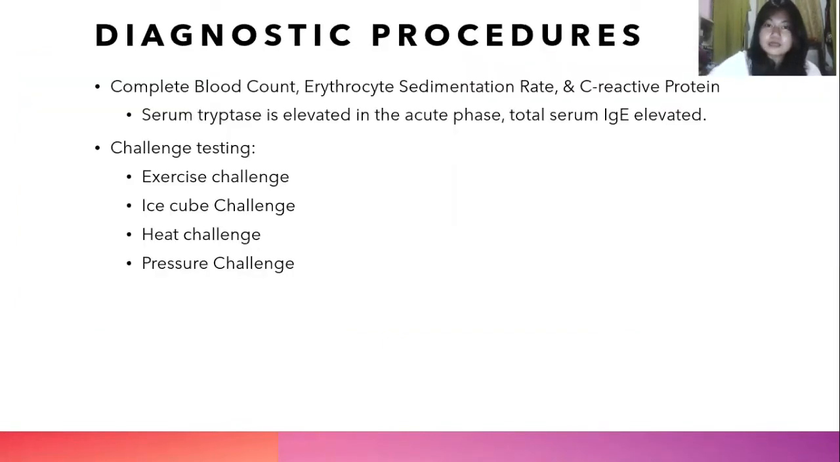The diagnostic procedures for urticaria are that the patient should undergo a complete blood count with differentials, erythrocyte sedimentation rate, and C-reactive protein. If the patient has urticaria, it should be expected that the serum tryptase is elevated as well as the IgE levels.